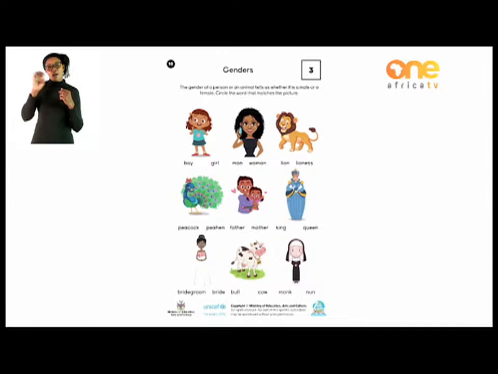The next picture, is it a peacock or a peahen? The next picture, is it a father or a mother? The next picture, is it a king or a queen? The next picture, is it a bridegroom or a bride? The next picture, is it a bull or a cow? And the last picture, is it a monk or a nun? Remember what I said? You must circle the correct word. Good. Let's continue with the next page. Page 17.